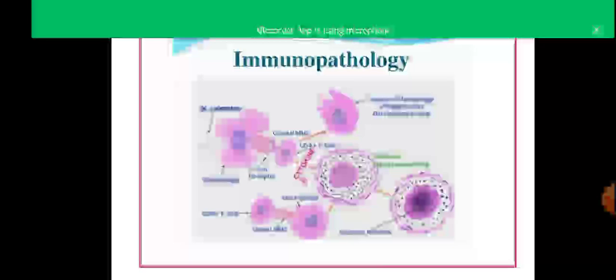Immunopathology. The cycle of TB infection begins with the dispersion of Mycobacterium tuberculosis aerosols. They enter into the body until we get the delayed type hypersensitivity response. Finally, we get tuberculosis.